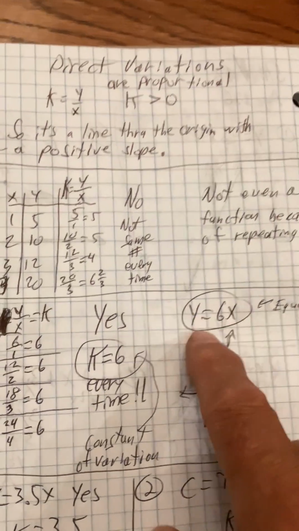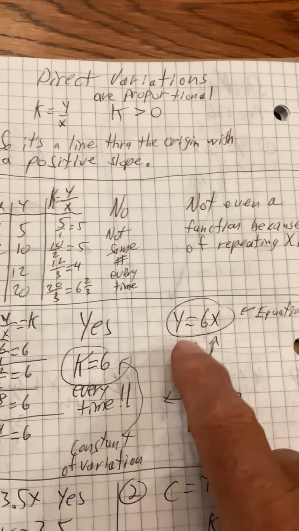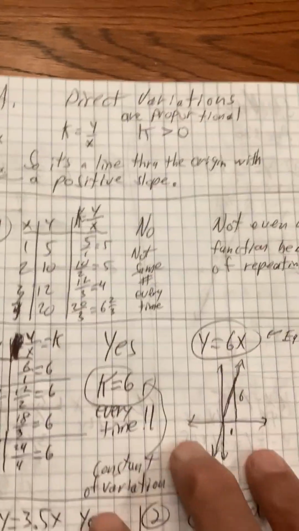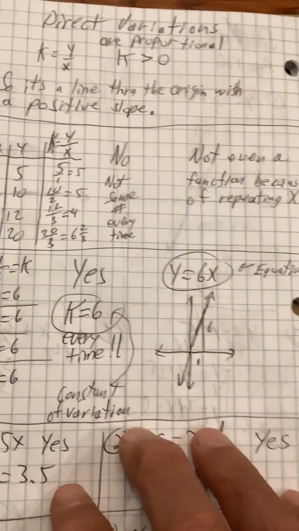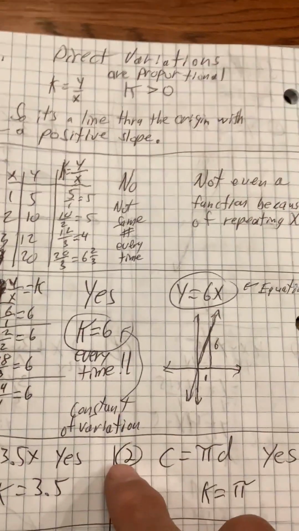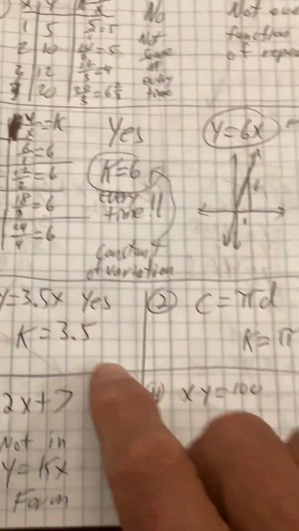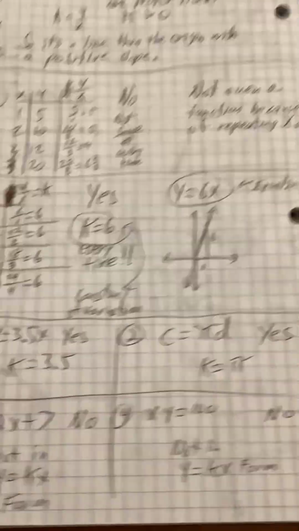Direct variations are lines, easy. These are lines that go through the origin, which means they're proportional, right? Hope I'm not saying all this stuff too fast. If I am, then repeat it, watch it again, all right? So that's skill check number 1.